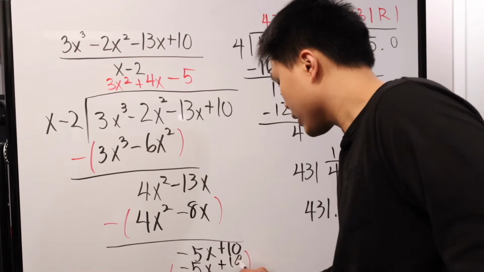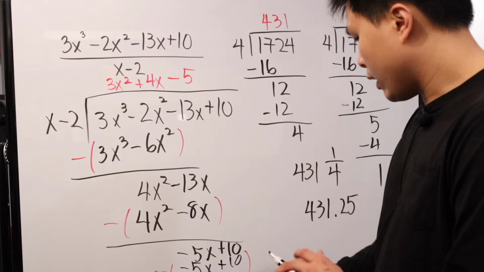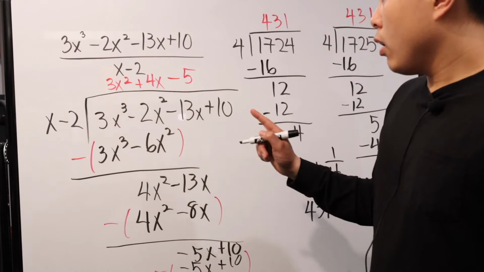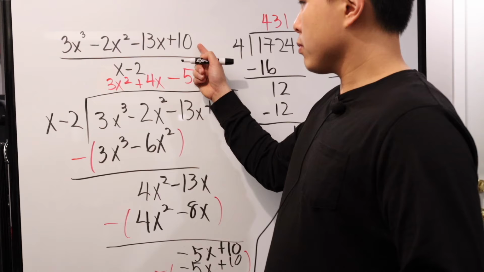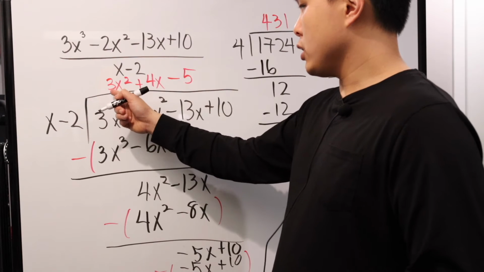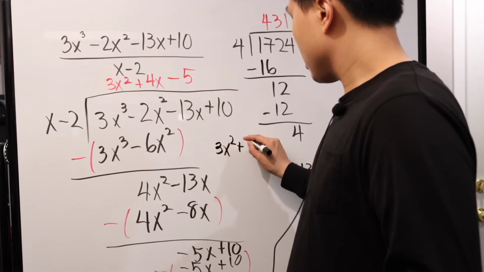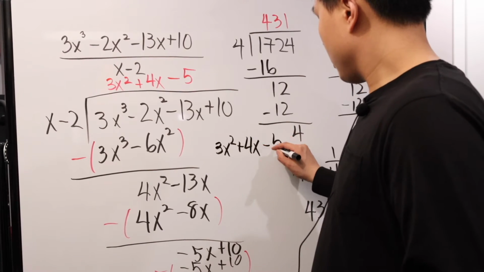And now this looks exactly the same, which is a good thing, because remember, what we're going to do is we're going to subtract. So that means everything cancels out, right? It's 0. So if that's the case, this is it. This whole thing right here, divided by x minus 2, is just this final answer right here: 3x squared plus 4x minus 5.